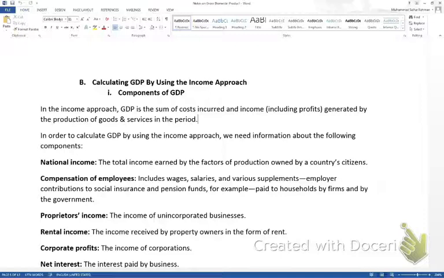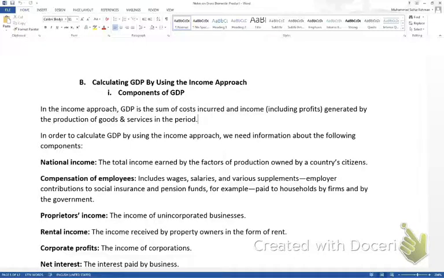As it turned out, the income approach of calculating GDP is much more rigorous than the expenditure approach, because the income approach will require a lot of information from you. Now, based on how much information you have, your GDP calculation could be different, and we are going to look at basically two ways of calculating GDP in the income approach. But before we do that, there is some information that we need to calculate income approach in either way. So let's go over some of them.